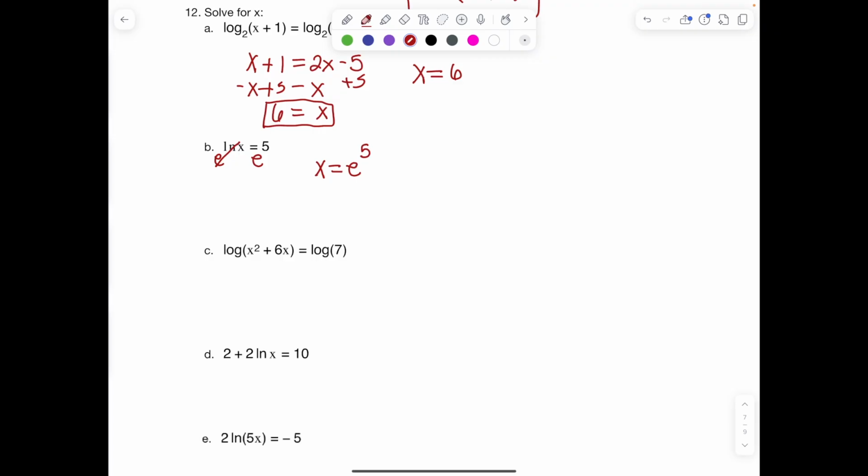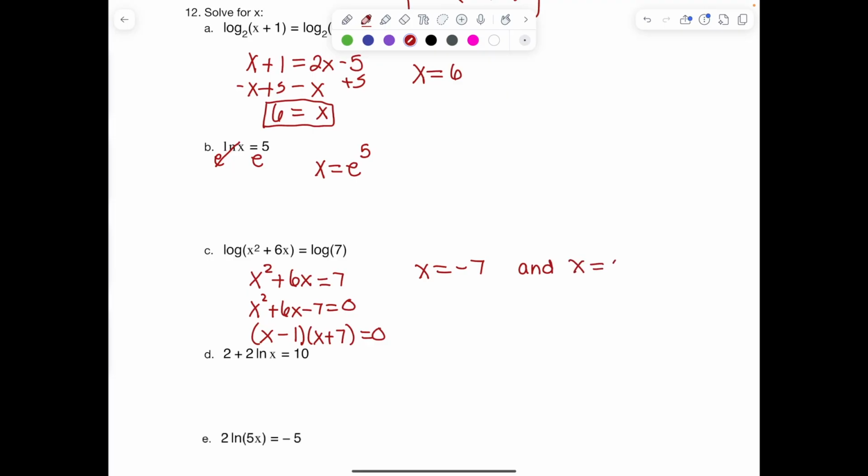Okay, we have the same kind of problem where logs are on either side. They have the same bases. We set them equal to each other and solve. So we have x squared plus 6x equals 7. So I have x squared plus 6x minus 7 equals 0. If I factor that, I get (x minus 1)(x plus 7) equals 0. So x equals negative 7 and x equals 1.